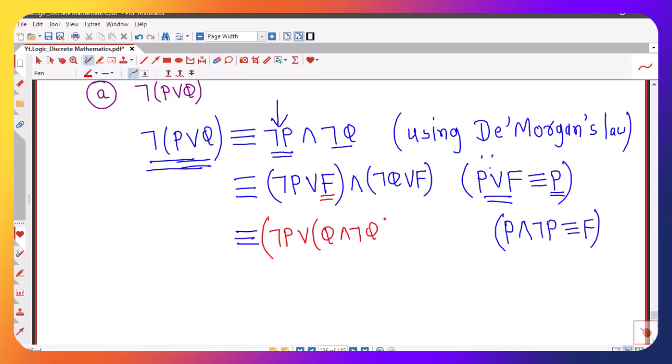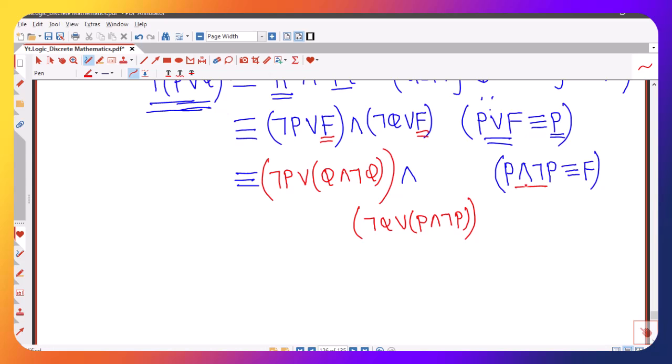I have replaced capital F by Q and negation Q, and here I will replace capital F by P and negation P. So I am writing here negation Q or P and negation P. So we are using this logical equivalence here. Now in the next step, we apply distributive law.